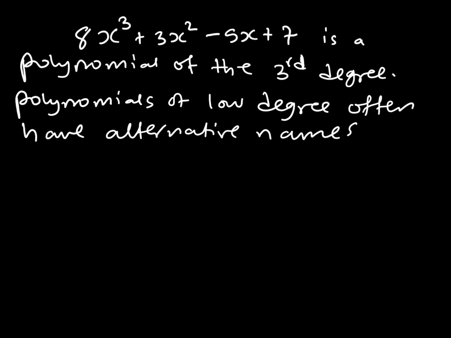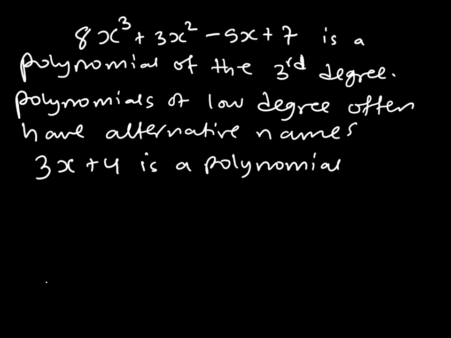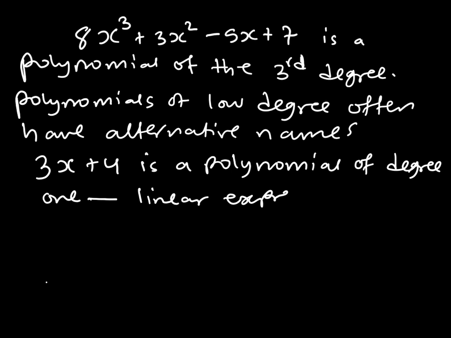Let's see if we have 3x plus 4, okay, is a polynomial of degree 1, okay, and basically these are called linear expressions. So this is a linear expression. Anything of degree 1 is linear, okay?